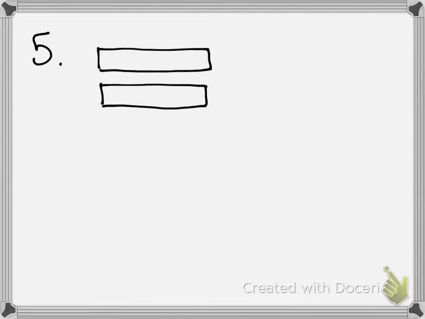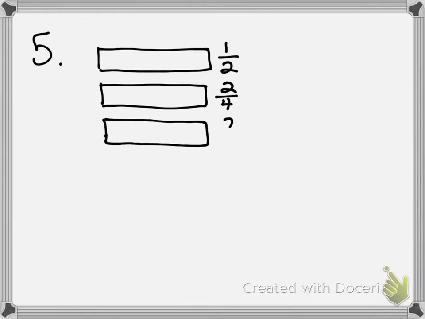Okay, number 5. This time we're going to draw 3 fraction strips. And I would like you to draw the following. 1/2, so you're going to divide that into 2 parts. This one is going to be 2/4 or 2/4, and this one is going to be 2/3. And thirds is a little bit trickier to draw, so take your time with that one. Pause the video until you're finished drawing and coloring all of those.